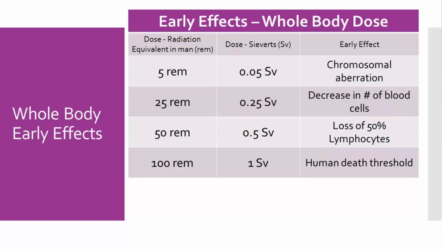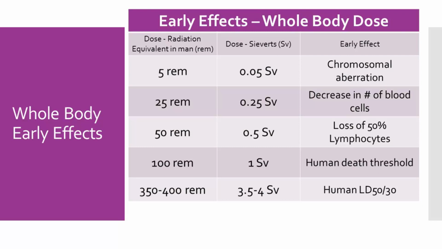At 100 rem, or 1 sievert, individuals begin to die as a result of radiation. This is only in the weakest individuals of the population, as most will survive until higher doses are reached. In fact, only half of the population would perish after 350 to 400 rem, or 3.5 to 4 sieverts. The human lethal dose, where 50% of the population succumbs to radiation death after 30 days, is referred to as the human LD 50-30. 50 is the percent population that will die, and 30 is the number of days in which those exposed will die as a result of their exposure.